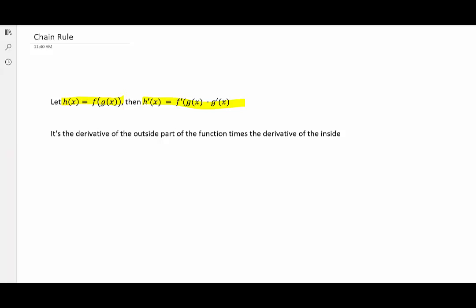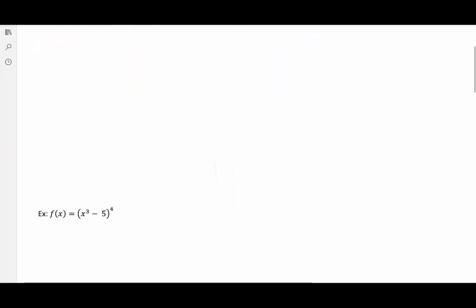But what you're seeing here is that basically to take a derivative via the chain rule, you're going to take the derivative of the outside part of your function, and it's going to be multiplied by the derivative of the inside. Okay, so think of the chain rule as an outside derivative being multiplied by an inside derivative. All right, let's get into a couple of questions here.